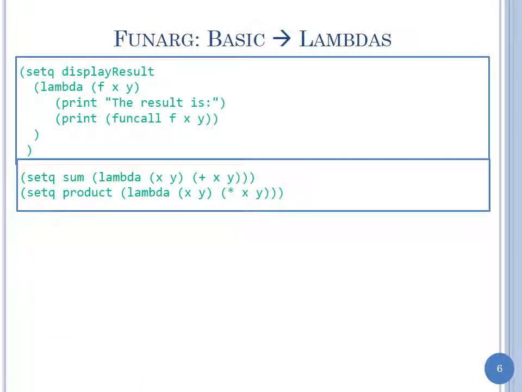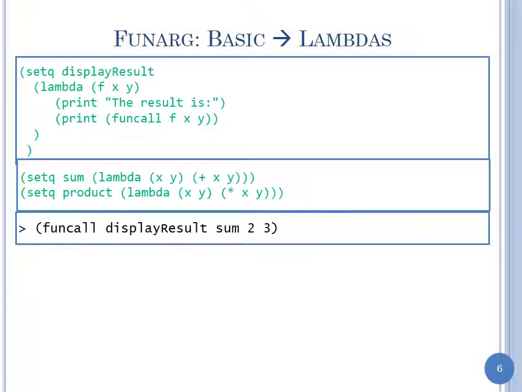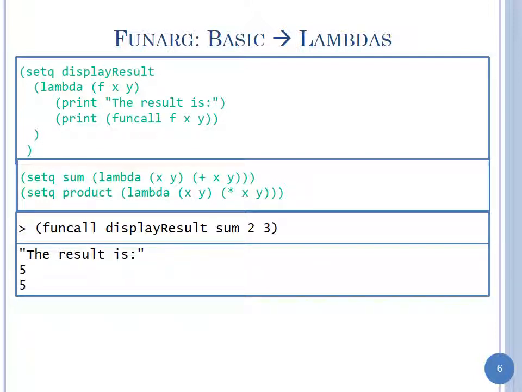So I can then say, okay, we'll just define sum and a product as a lambda expression. It just calls the basic function. Because we want to pass these things around, so we could do that. I'm going to take basic functions to lambdas. And now if I say funcall display result sum 2, 3, sum evaluates to a lambda expression. I can pass 2 and 3 to it, and I get what I want.